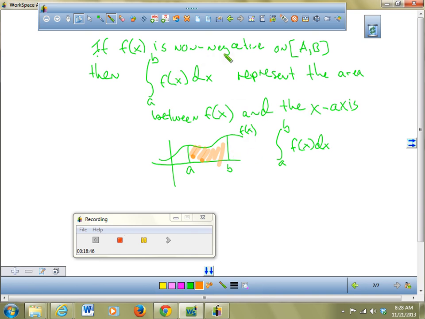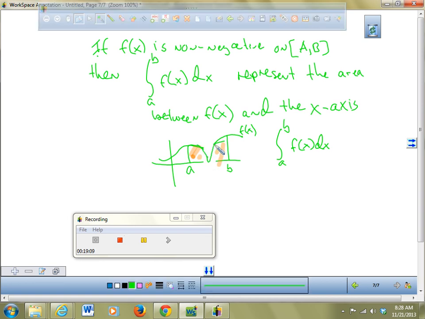Now, the reason it says non-negative, and not positive, is because it can also be equal to 0. Like you could have a function that goes down here, touches the graph, bounces back up, right? And so if you had a curve that looks like that, the integral from a to b would still be the area under the curve, even though at one point that function touches the x-axis. Alright? Yes?